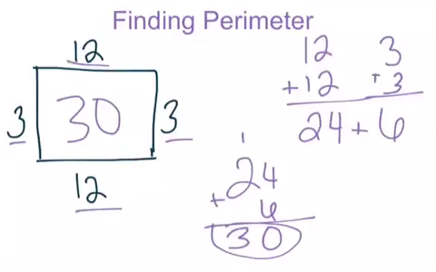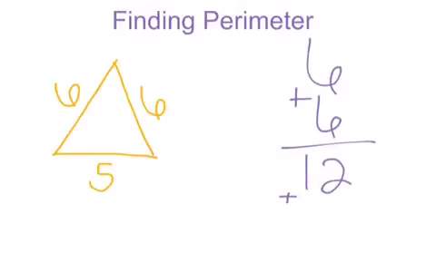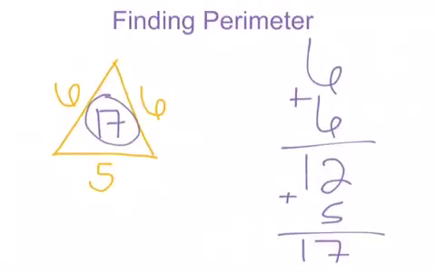Okay, sometimes it might have feet or inches. If it does, make sure you have a unit. For this one, I did not have a unit. Alright, let's go ahead and do a triangle. With this one, we're working with 3 sides. So to solve the perimeter of a triangle, you're going to do 6 plus 6, which is 12, plus 5, which gets you to 17, and the perimeter of this shape is 17.